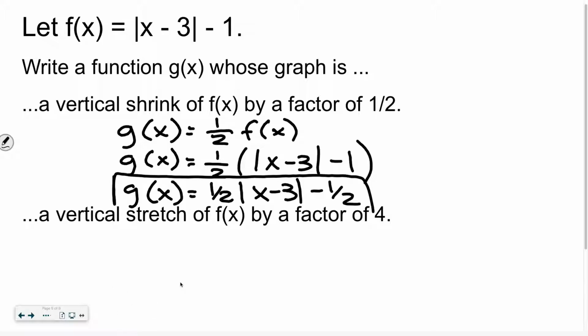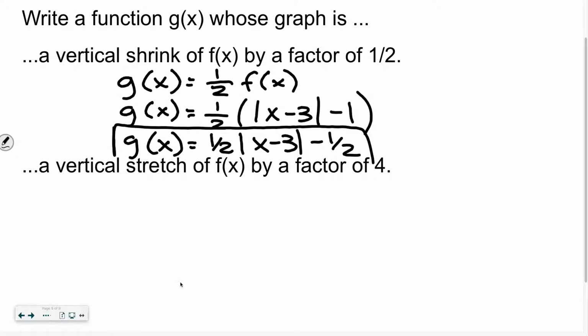Can you try the vertical stretch of 4? Same function that we were using, by 4. Can you vertically stretch your graph by 4? Write that equation. What would it look like?